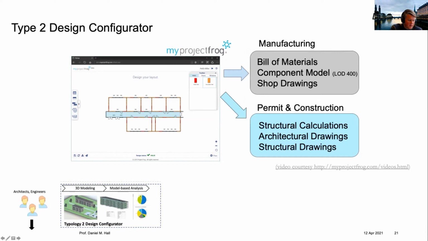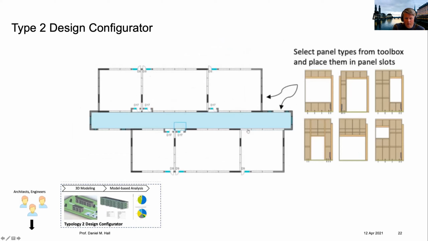So here we're configuring the design, the actual design of the space. So that's the type 2 design configurator. And a way you can see is you have a mix of panels, and you're having to select them from the toolbox and place them in the slots as they're needed.